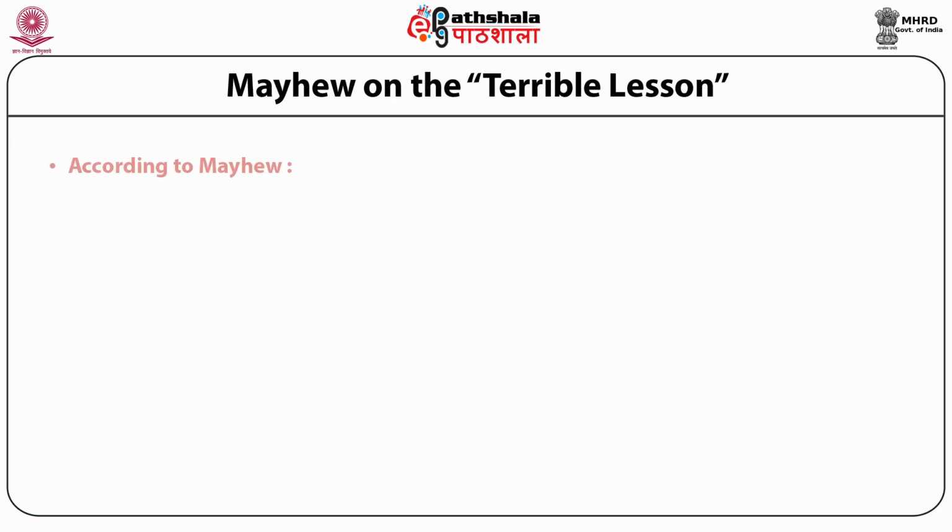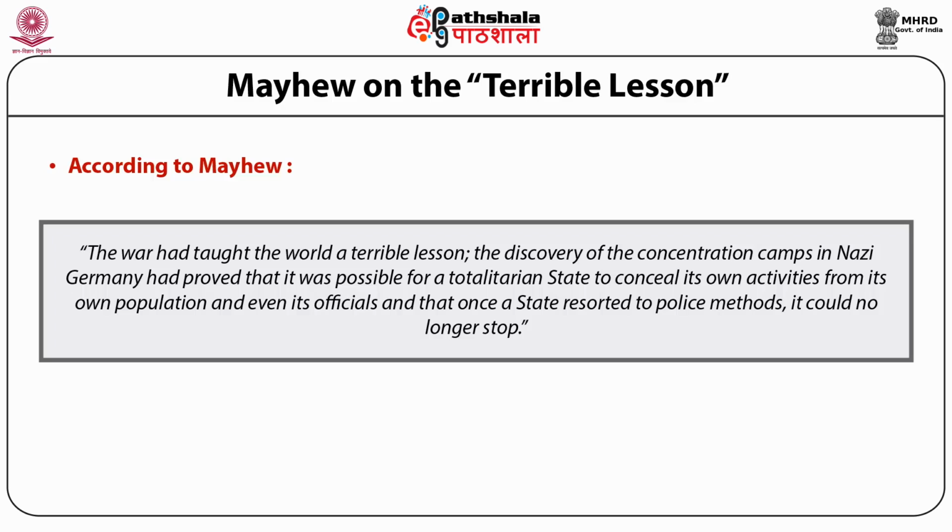It's interesting to recount a quote by Christopher Mayhew, who explains why the Human Rights Commission, the Committee, the United Nations, all of them felt the need to reiterate the right to life. The war, I quote, "had taught the world a terrible lesson. Germany had proved that it was possible for a totalitarian state to conceal its own activities from its own population and even its officials, and that once a state resorted to police methods, it could no longer stop. The right to life, which prevented arbitrary arrest and detention, arbitrary deprivations of life and liberty, is one such safeguard against the horrors of the Nazi regime ever being perpetrated again in the future."